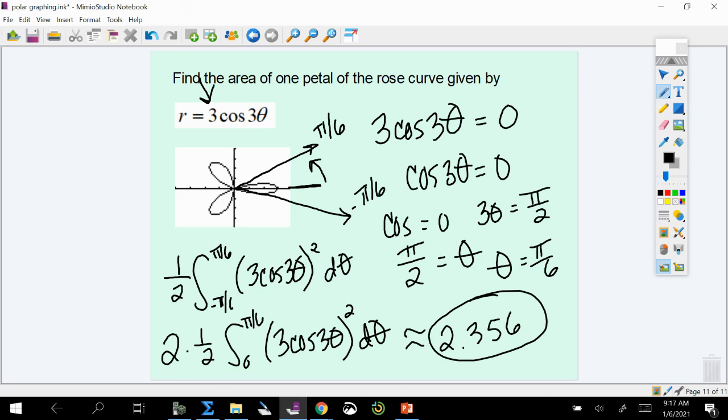So that's a rose curve example. That gives you kind of the basics. We'll get back together and do some other examples, but it's a nice one to start with.